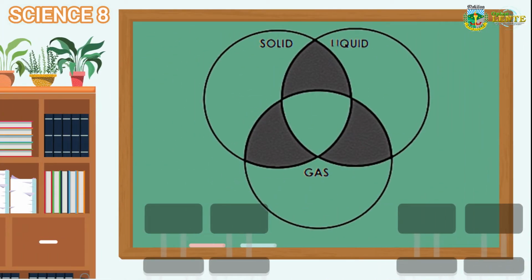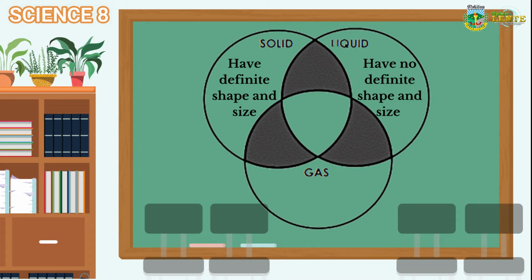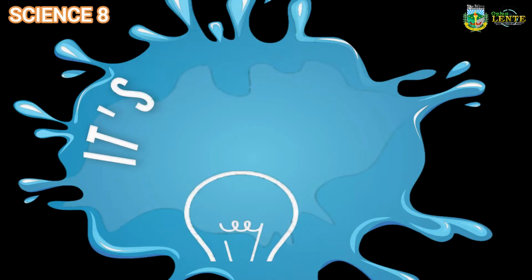Let's check again your answers. The phases of matter differ: in solid, it has definite shape and size. In liquid, it has no definite shape and size but with definite volume. In gas, no definite shape, size, and volume. While their similarities are: solid, liquid, and gas are all matter and contain atoms.